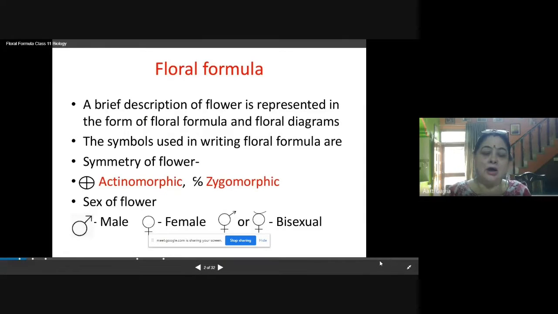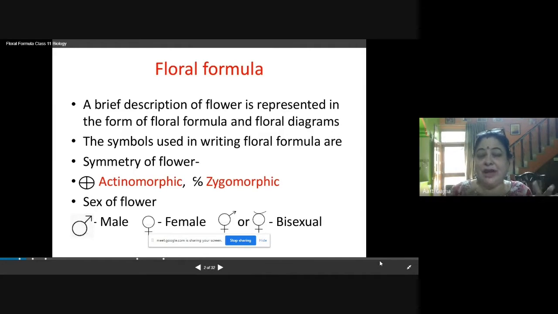Now, how can we define a floral formula? Floral formula is a brief description of a flower, represented in the form of a formula and diagrams. The floral diagram is the diagram representing everything about the flower, and similarly the formula is the formula which represents everything about the flower.